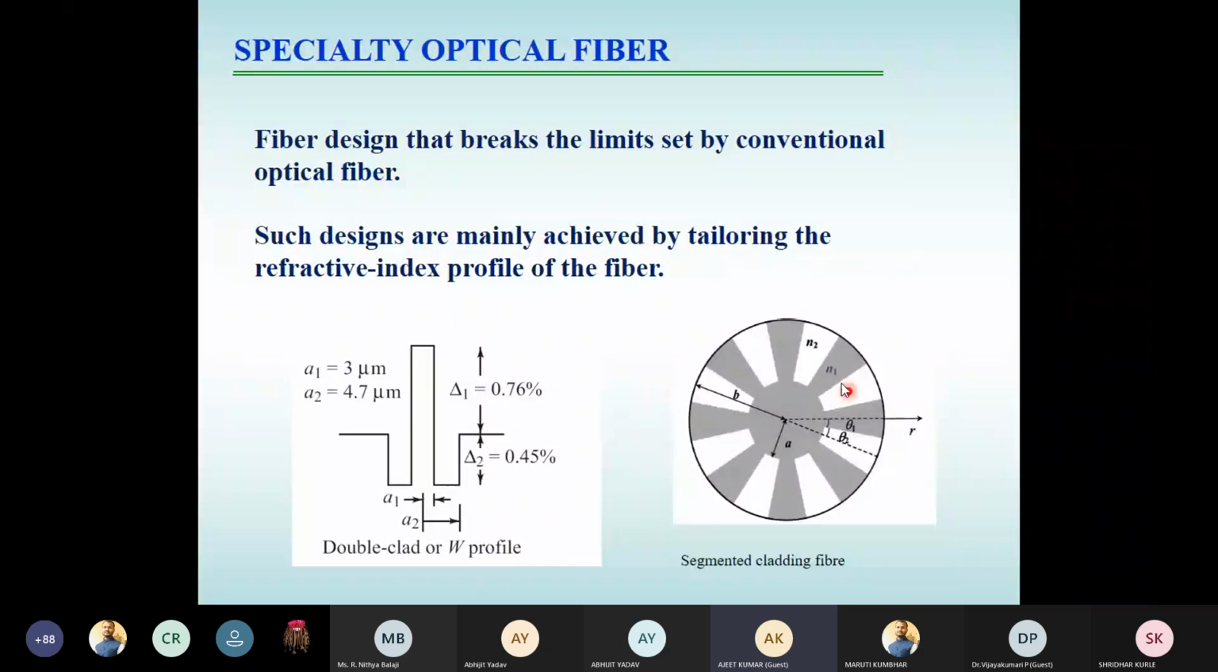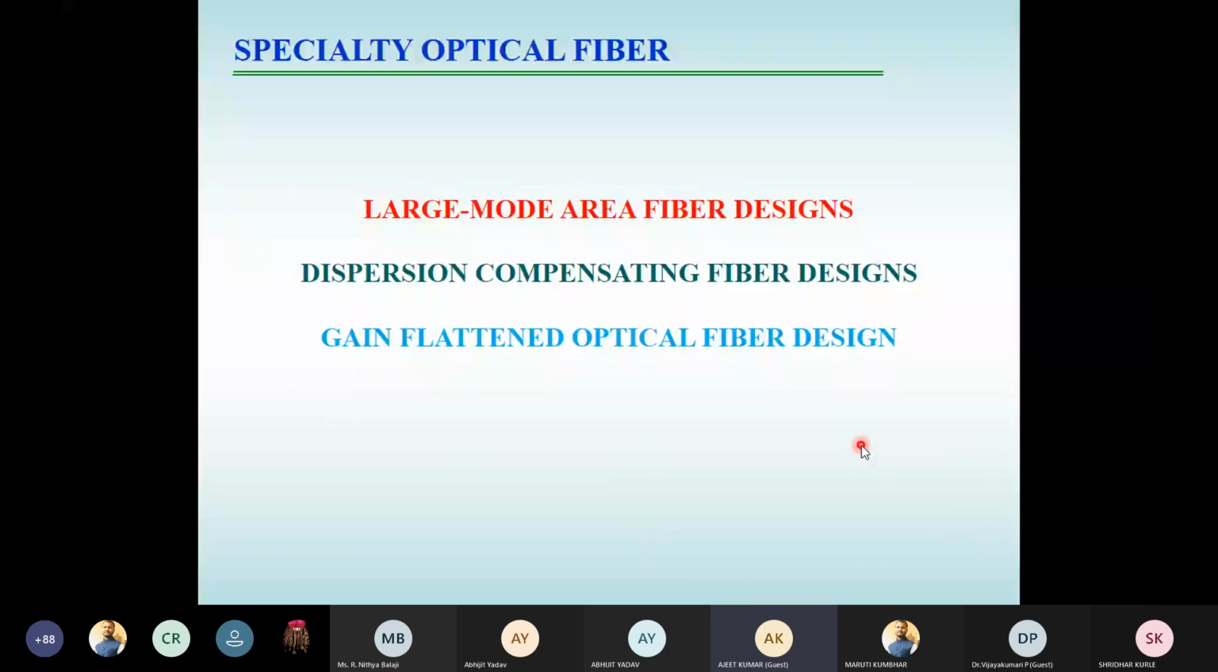And this periodicity is basically controlled by the angle theta1 and theta2. So this is called the spatiality optical fiber. Now, during my lecture, I will basically try to touch upon the spatial designs. Three spatial designs.